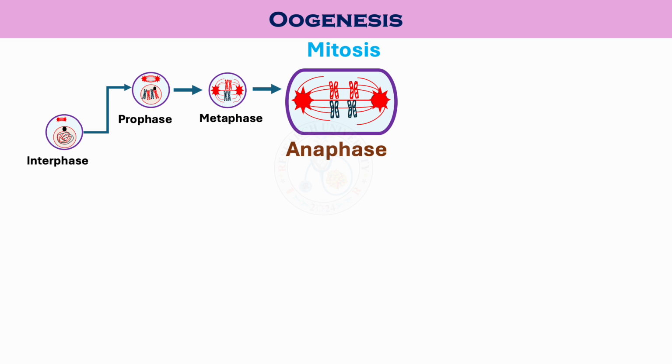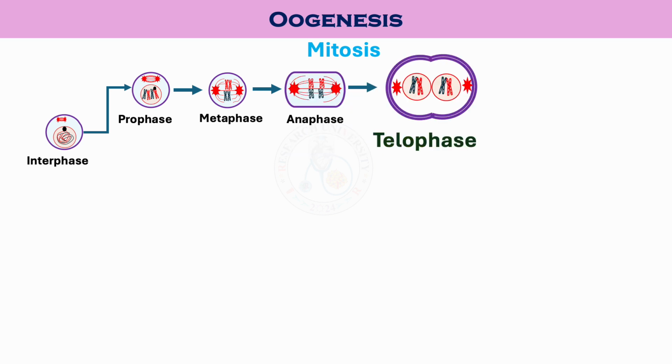Anaphase is characterized by the separation of the sister chromatids. In this picture, you can see the copies of the sister chromatids. The centromeres split, and the spindle fibers contract, pulling the sister chromatids toward opposite poles of the cell. Once they are separated, these chromatids are considered individual chromosomes. After formation of the individual chromosomes, the cell enters into telophase.